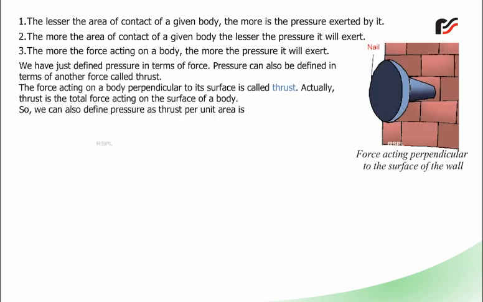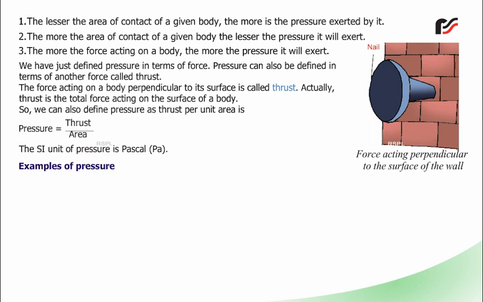We have just defined pressure in terms of force. Pressure can also be defined in terms of another force called thrust. The force acting on a body perpendicular to its surface is called thrust. Actually, thrust is the total force acting on the surface of a body. So, we can also define pressure as thrust per unit area: pressure equals thrust over area. The SI unit of pressure is Pascal.